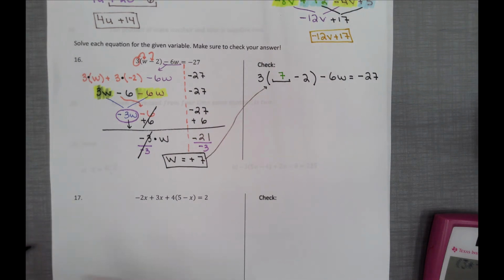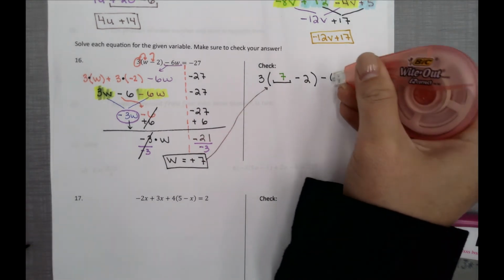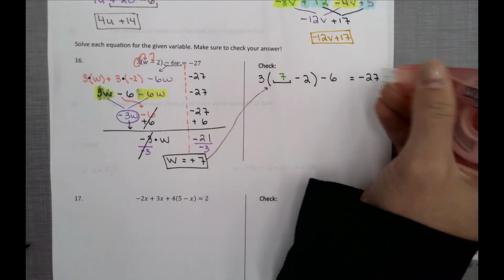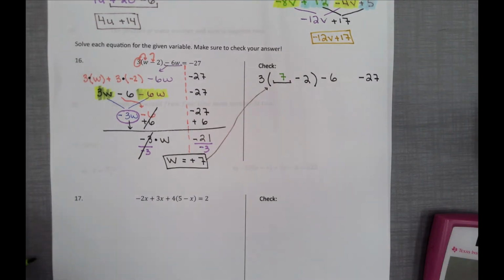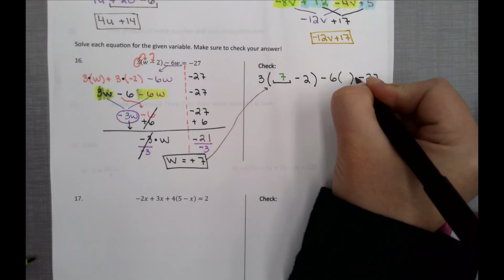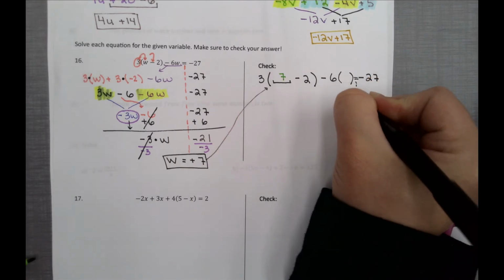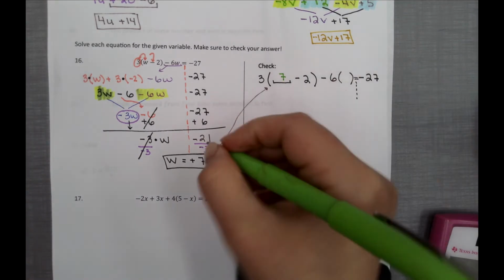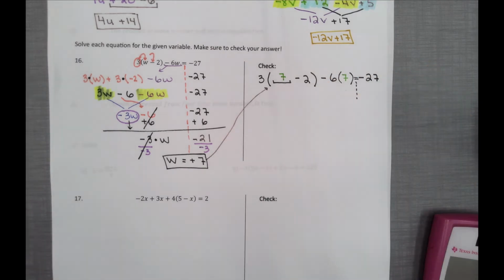And look what I forgot. I was so confident in what I was doing, I forgot that we had 2 W's. Let me go ahead and open up for that second W. Here's my dotted line for balance. And that second W is still 7. So both W's are 7.